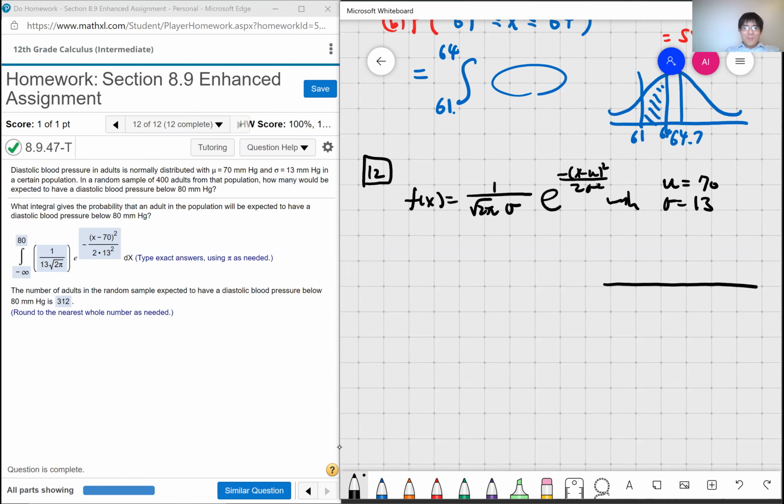Although this cannot be a negative value, model-wise the blood pressure could be any real number. Anyway, the mean is 70. We want to find the probability that a randomly picked value is 80 or below. We want to find this area. So we are going to find the area from negative infinity through 80 of this function.